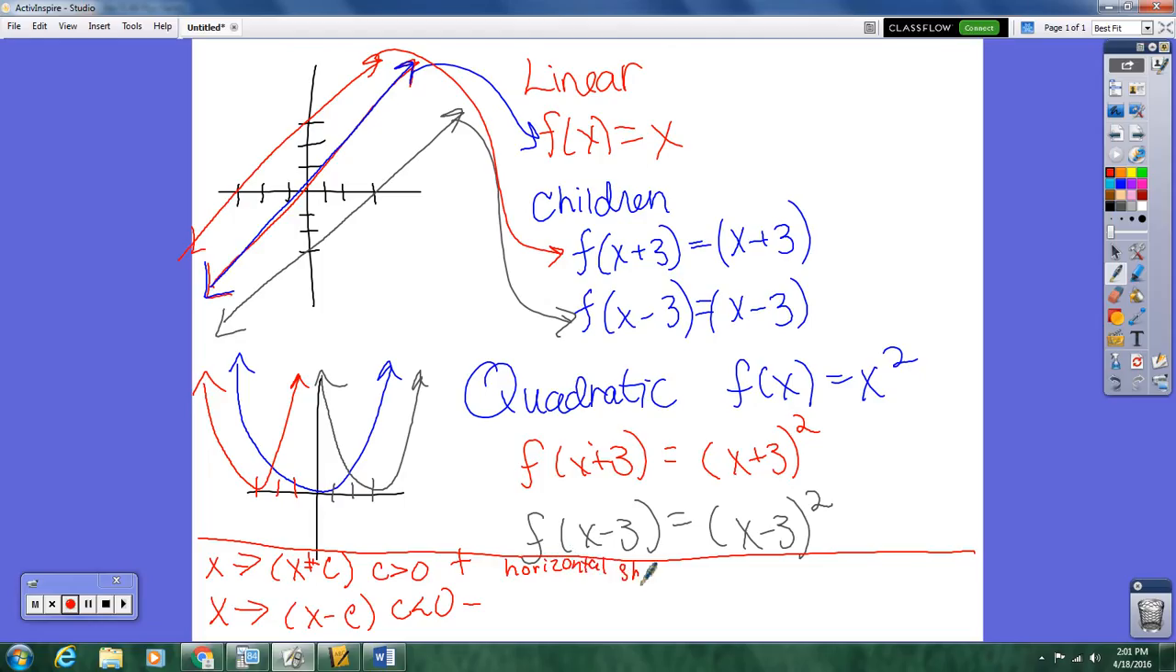shift C units to the right. I'm sorry, not to the right, to the left, because it's a plus. So no matter what, it's going C units. This is like we're placing this number in there for C. It's going to be C units to the left. Same thing for this one. It's going to be a horizontal shift C units to the right.